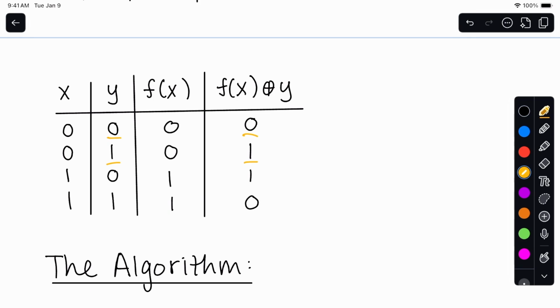What gate is this? Yeah, this is our CNOT gate. So we'll get a bit flip on y, conditional on x being in the 1 state.